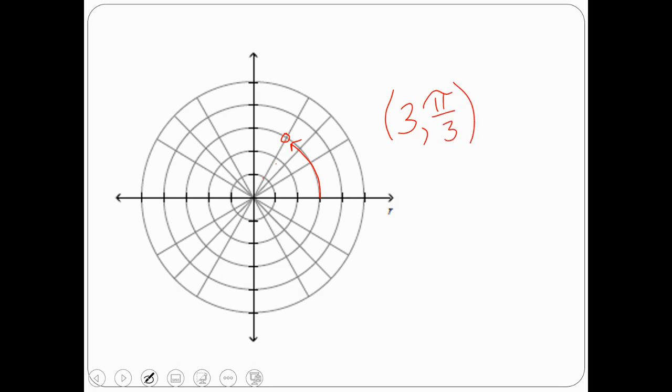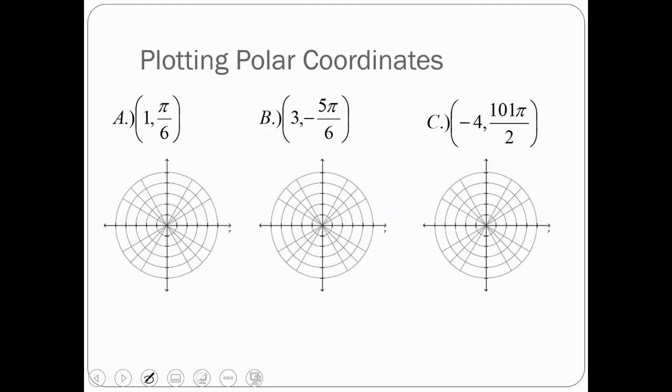You can go positive angles, which is going counterclockwise, and you can go negative angles. So going down this way would be a negative angle. You can also have your r's be negative as well, and it would be going the same amount in the opposite direction. So I can show you that in a few examples.